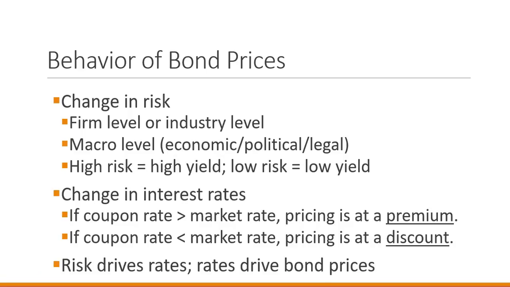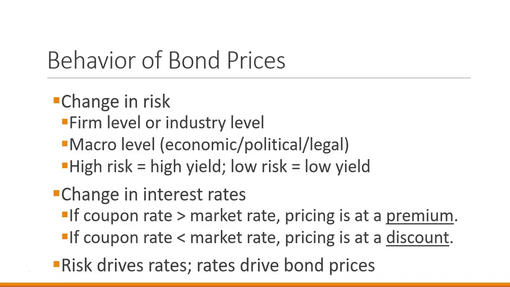Over time, market rates change, but the stated interest rate of the bond doesn't change. And the way that the bond adjusts value-wise to that change in market rates is, again, as a bond's yield increases, its price goes down, and as a bond's yield decreases, its price goes up.